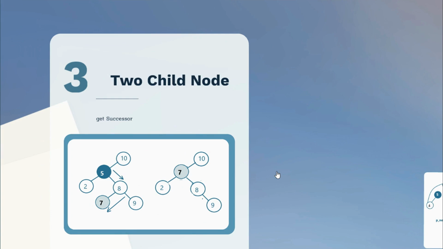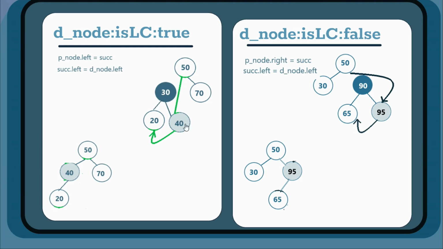In this case 5 is the node you are going to delete, and if you check the right subtree of 5, 7 is the lowest node. So just keep the 7 node in place of 5. Next you see this tree will be our final output tree. Here 30 is to delete, successor is 40. So first set parent node left to successor, then successor left to deleteNode left. Next 90 is to delete, then successor is 95. So first set parent node right to successor, then successor left to deleteNode left.